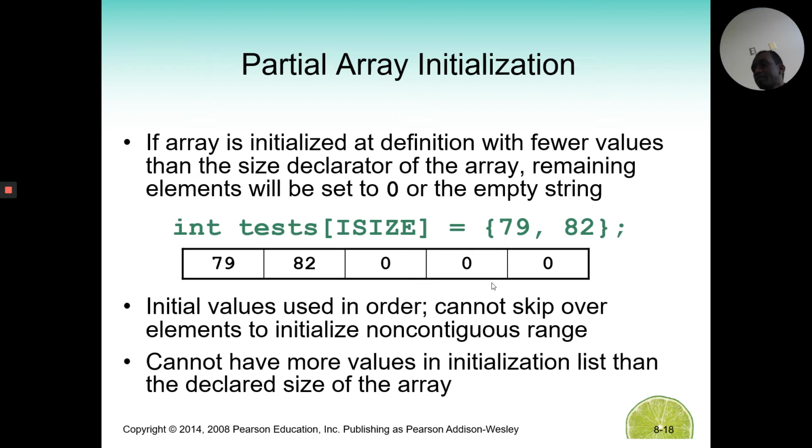You can have partial array initialization. If an array is initialized in the definition with fewer values than the size declarator of the array, the remaining elements will be set to 0 or the empty string. So here you have int test[ISIZE] equals 79, 82, and then the rest will be 0. Initial values are used in order; you cannot skip over elements to initialize a non-contiguous range, and you cannot have more values in the initialization list than the declared size of the array. You can have less, but you cannot have more.